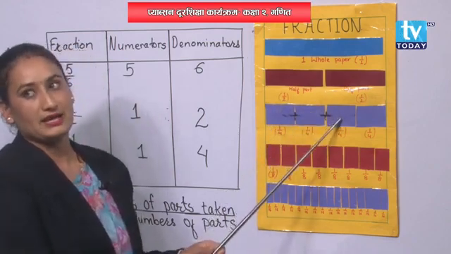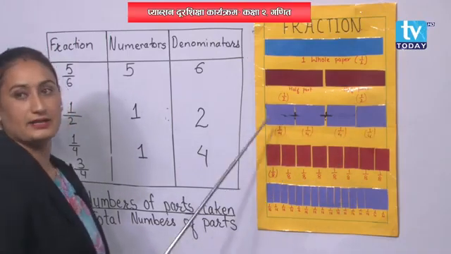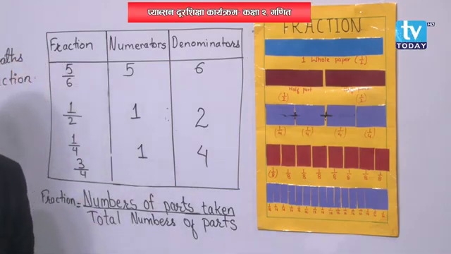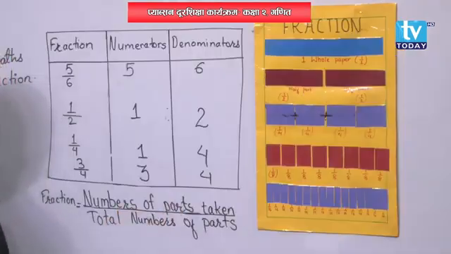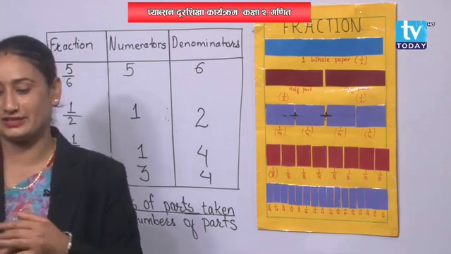Count the parts and write it in place of the numerator, 3. And how many parts of paper are there? 4 parts. So write down 4 as the denominator. Do you understand? So you can write 3/4. Are you getting me? Okay, students.